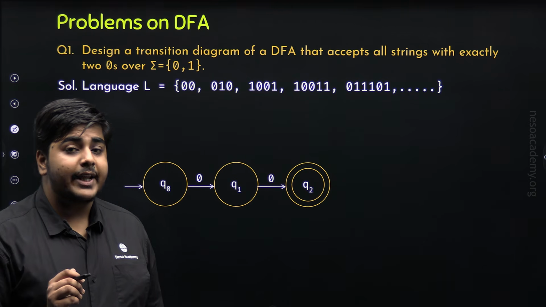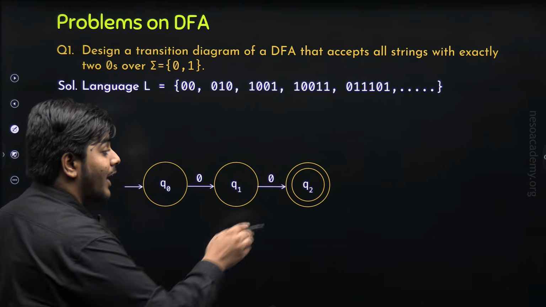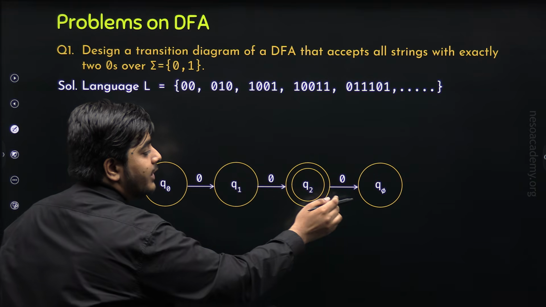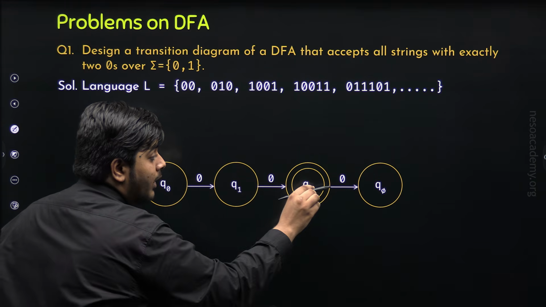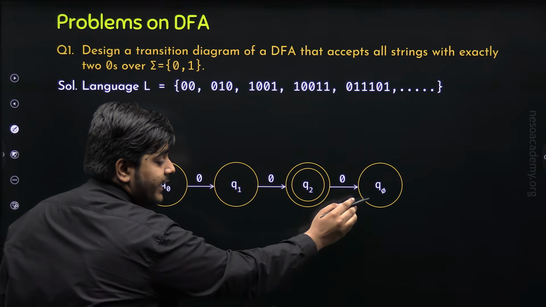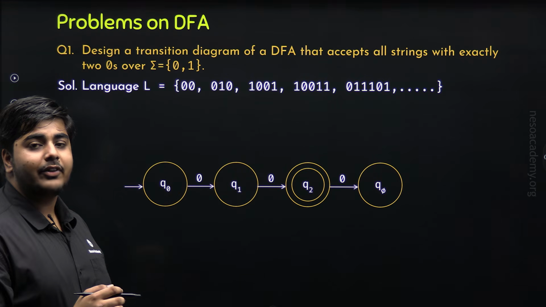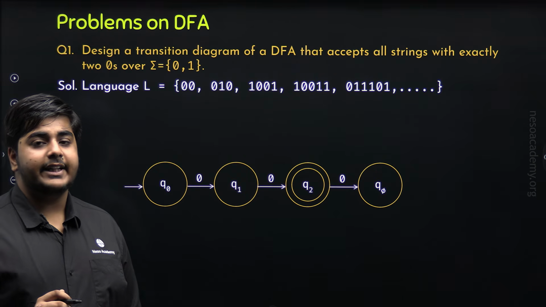But what about the strings having greater than 2 zeros? So if I get one more zero after processing exactly 2 zeros, I will reach the dead state, that is Q5. Because now we have greater than 2 zeros. So we are reaching the dead state, that is Q5. So this is the basic transition diagram for our DFA. But it is still not a valid DFA.